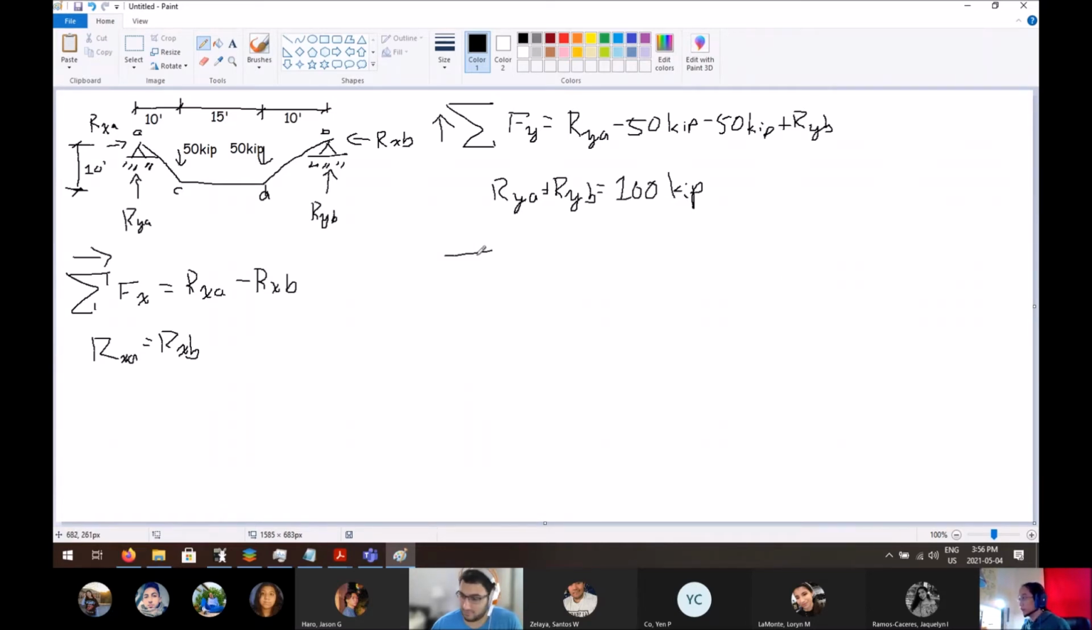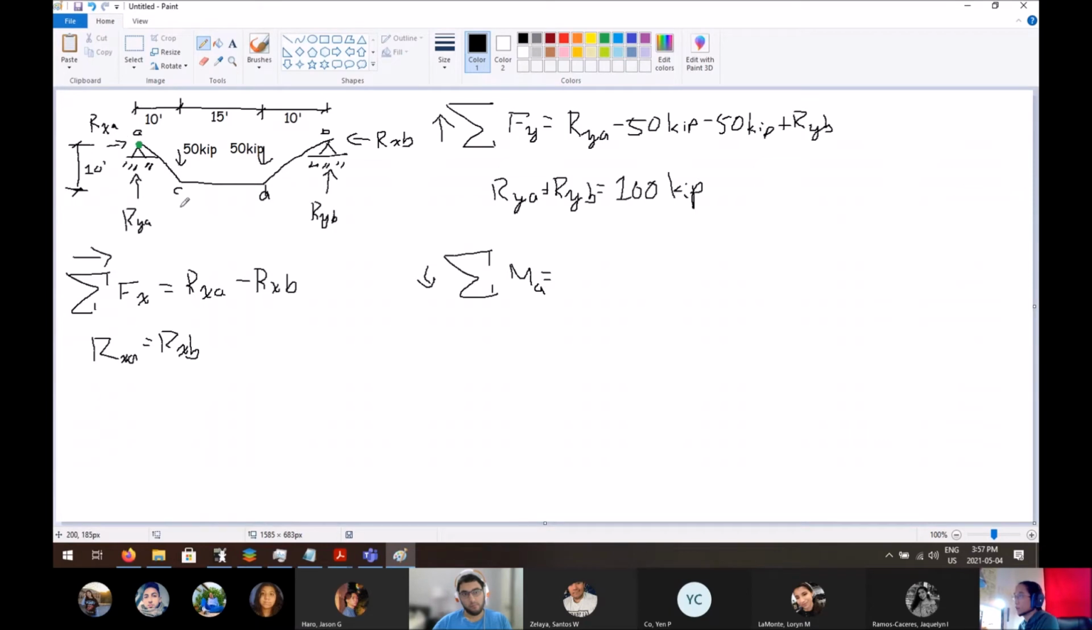Beautiful. All right. So now we're gonna take summation of moments. That's a janky sigma. Summation of moments is equal to. We're gonna take summation of moments at A, at this point right here. Gonna color code that green. Take summation of moments right there.